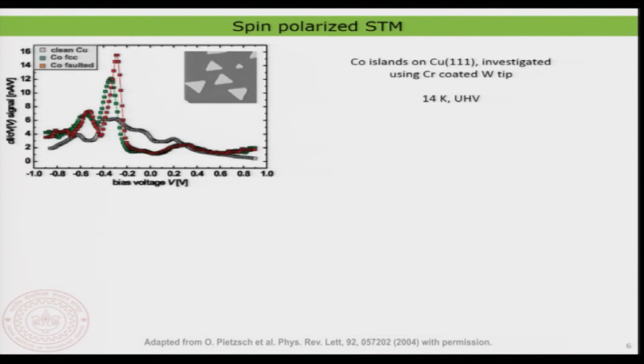Now let us have a look at some of the experimental results. This is again a tunneling spectrum, now recorded using a chromium coated tungsten tip. So, that is the difference. Now, you see something striking. This is exactly the same type of D band as you have seen in the previous slide, but depending on whether I take the unfaulted island or the faulted island, I see a strong difference in the intensity of the peak.